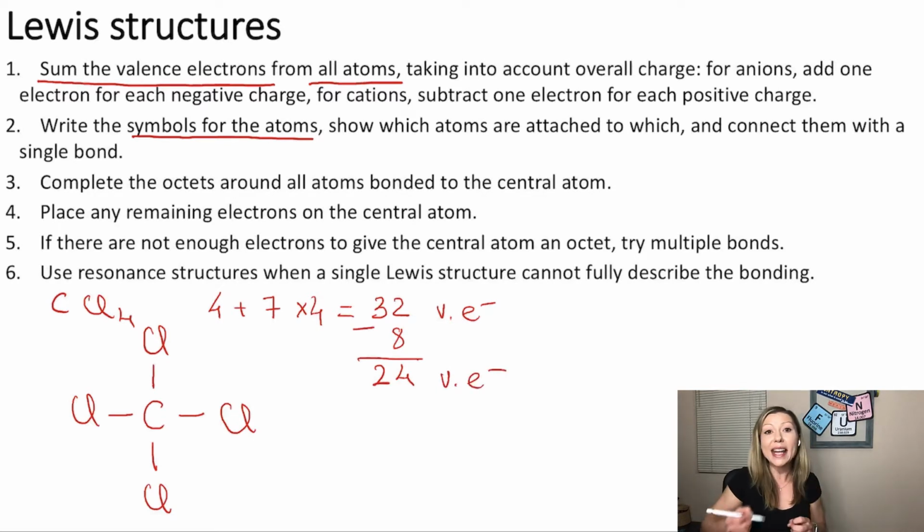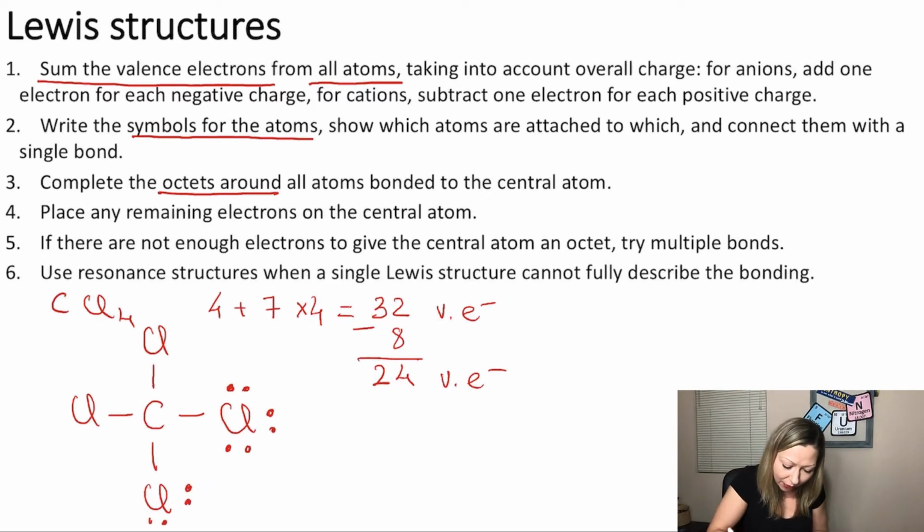Then I need to complete the octets around all atoms bonded to the central atom, meaning I need to have 8 electrons around all the chlorine atoms. In order to do that, because I already have 2 electrons next to each chlorine atom, I need to add 6 more. So 1, 2, 3, 4, 5, 6. Now this chlorine atom is happy because it has an octet around it.